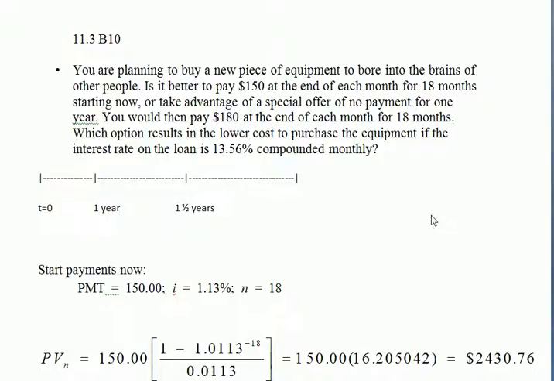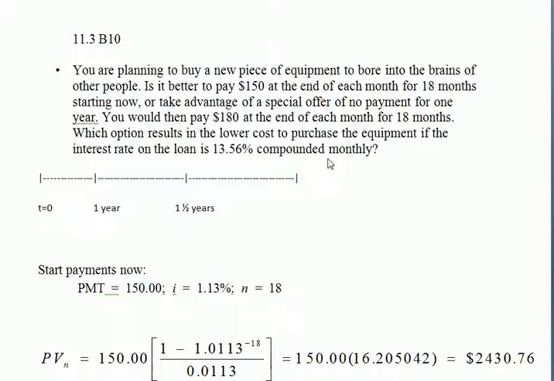For 11.3 B10, which is a little bit complicated, let's do it a little slowly. Basically, you have a choice. You can either pay $150 at the end of each month for 18 months. So notice this is an annuity, an ordinary annuity, simple because it's at the end of each month and it's compounded monthly.